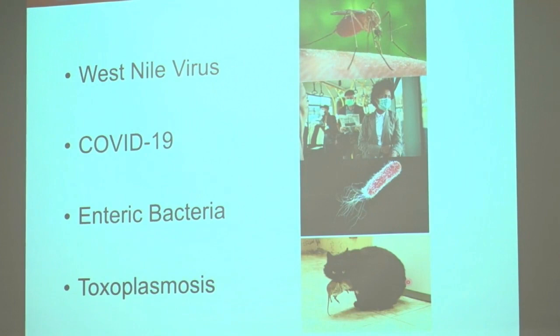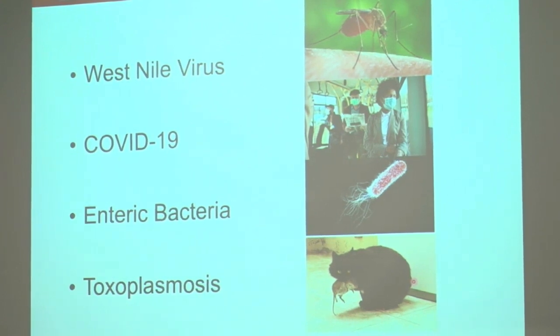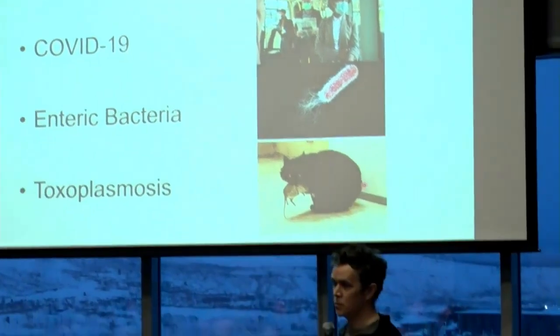And we've addressed 4 main disease systems. West Nile virus, that I'll spend most of this talk discussing. COVID-19, that we're all unfortunately familiar with, was another one. Enteric bacteria, such as salmonella, that give us intestinal distress. And toxoplasmosis, which is a pathogen transmitted between cats and rodents. It's globally distributed. When it gets into women, it causes birth defects if they're pregnant.